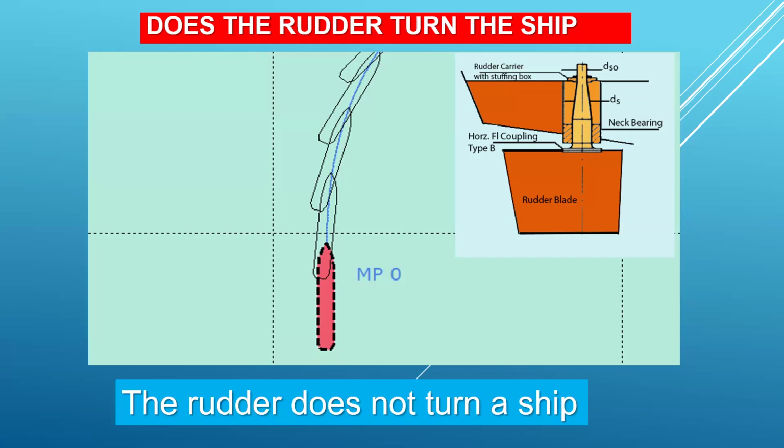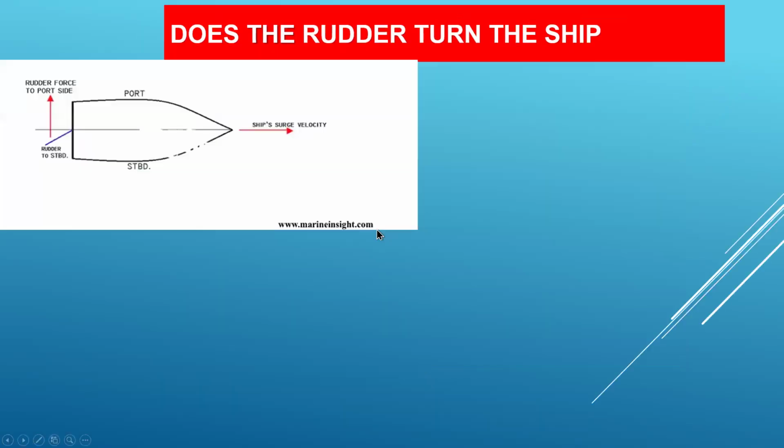So how does the ship turn then? And if not the rudder, then what is it that turns the ship? That we will discuss in this video. So in this first illustration, we will see that the rudder is placed to starboard side, which means the helmsman places the rudder from the midship to somewhere on the starboard side.